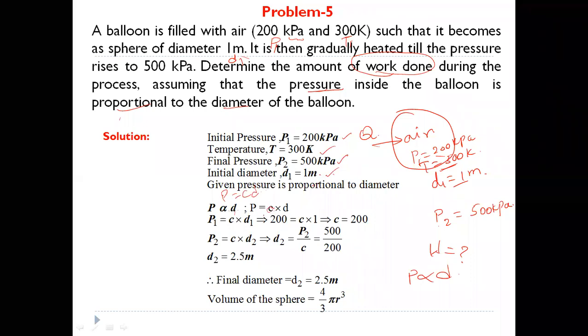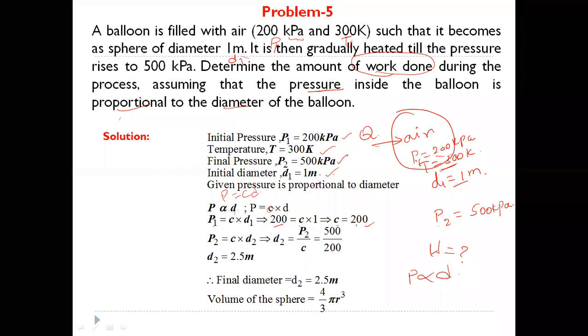If we apply the relation P equal to CD for the initial state, in place of P we write P1 equal to C into the initial diameter D1. Initial pressure P1 is 200 kilopascals, equal to C into the initial diameter of 1 meter. So from this, the value of C is 200.